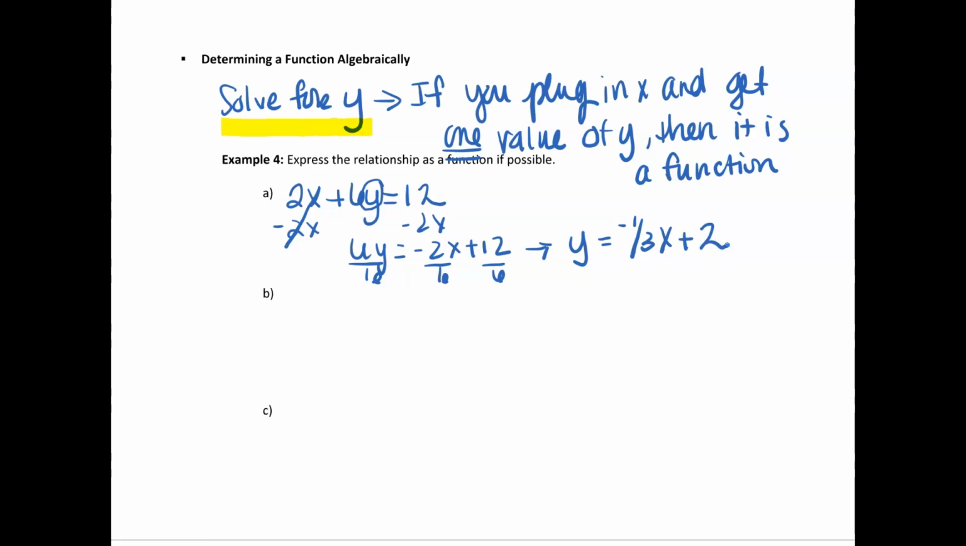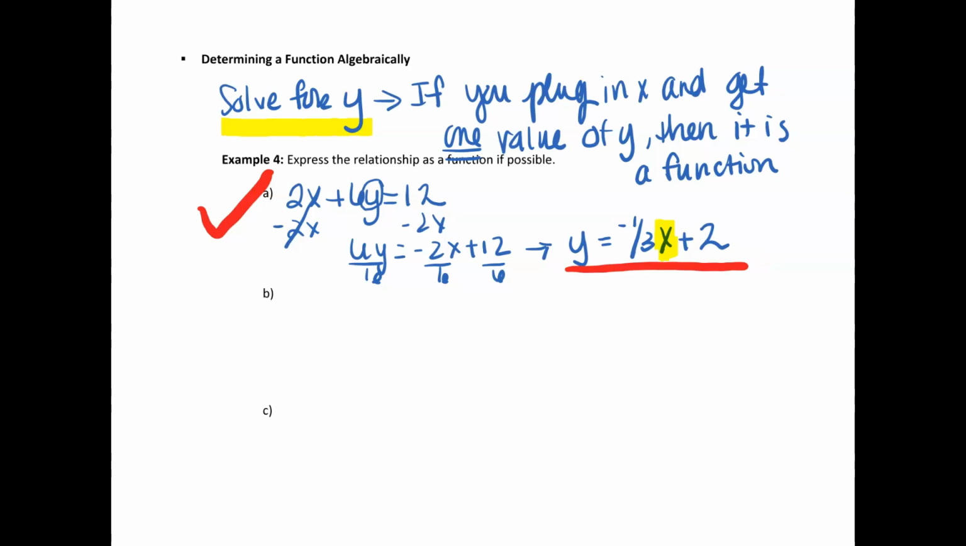So now that I have y by itself, it says if you plug in an x and get one value, then it's a function. And so I'm just going to think about this. Okay, if I plug in one value of x, am I going to get just one value of y? Yes, because plugging in a value right here for x, I would multiply by negative 1/3 and add to 2. So it only has one output. So yes, that would be a function. And we also know it because that's a linear function. And we're going to talk about that later on.